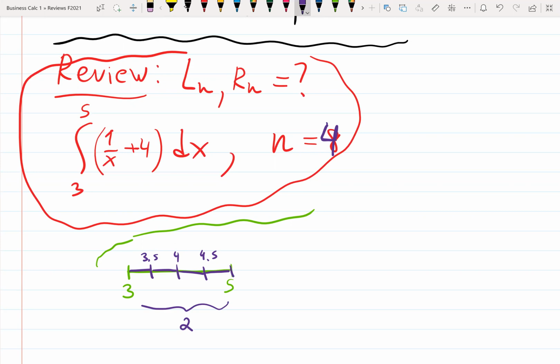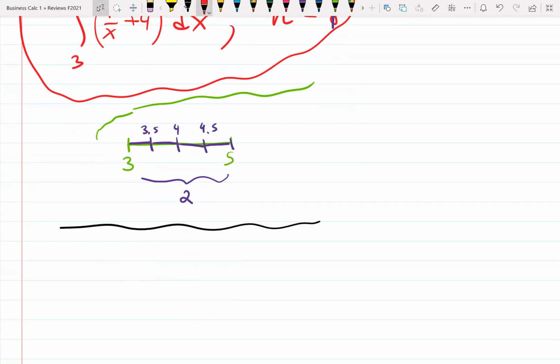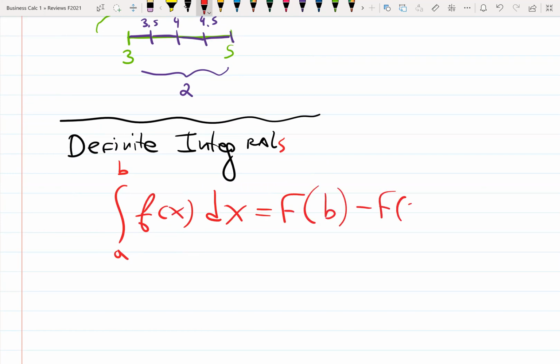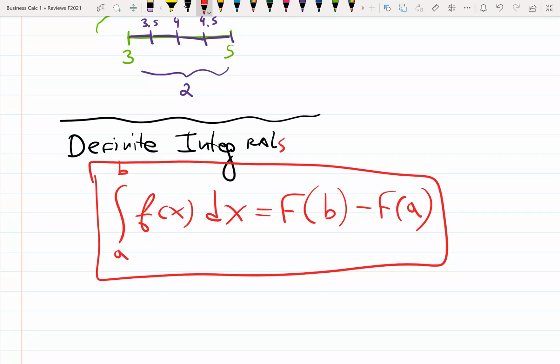Average value and definite integrals, that's the same thing. So let's do that. Definite integrals are the integrals where the limits of integration are defined. In the formula, the fundamental theorem of calculus says you find the antiderivative, plug in the top minus the bottom. That's how I teach. It's kind of easy to remember this way. And capital F is the antiderivative.